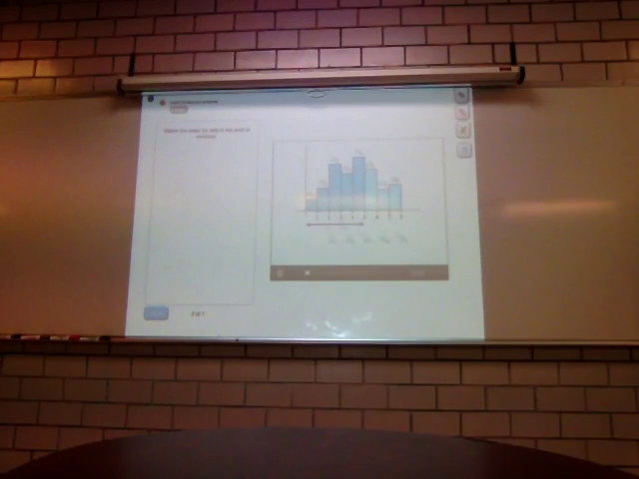Exactly. The area of the dark region is the sum of the areas of these 5 bars. So that's A1 plus A2 plus A3 plus A4 plus A5. What's another way to write the sum?